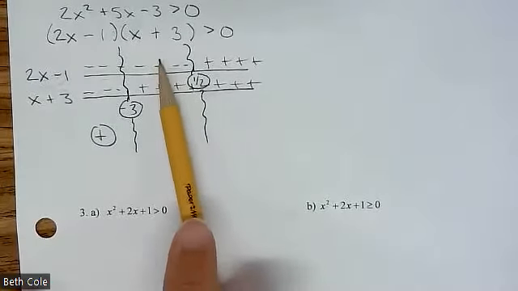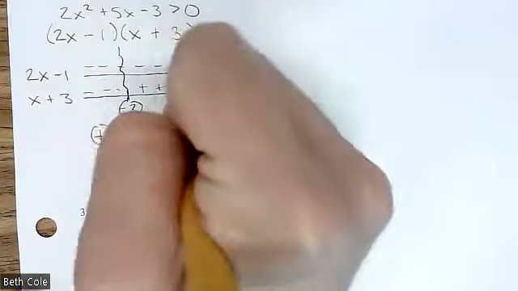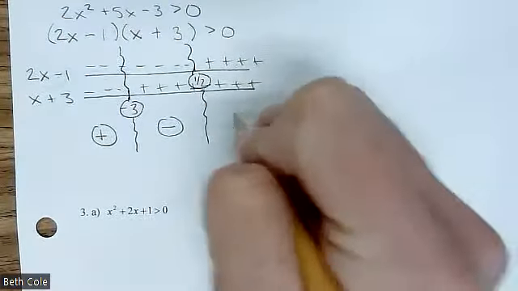All right, the middle section, you have a negative times a positive, which would be negative. And then over here, a positive times a positive is positive.